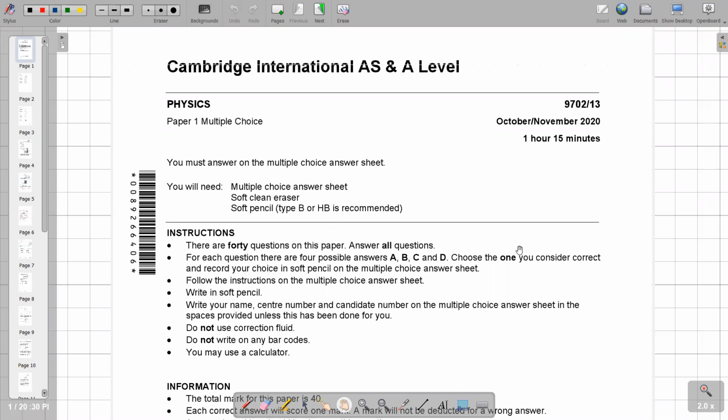Paper 1-3 October November 2020. So this is part one of this paper. Let's start.